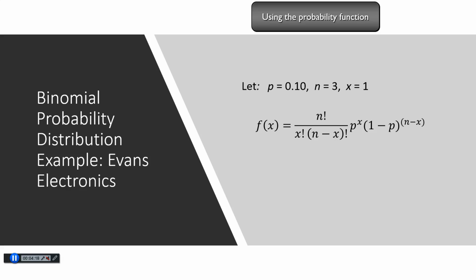We could also use the function that we saw earlier in this presentation. So if we calculate the number of combinations, multiplied by the probability of success raised to the number of successes, multiplied by the probability of failure raised to the number of failures, we still find that we have a probability of 0.243 that 1 in 3 of my employees will leave.